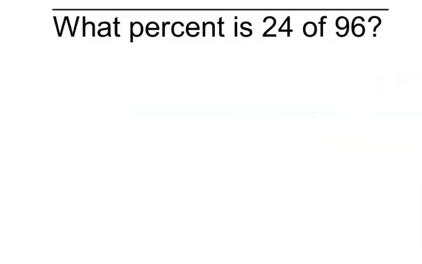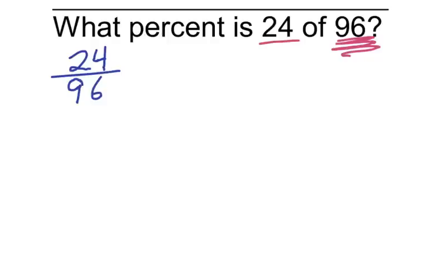What percent is 24 of 96? Okay, so we're saying 96 is the total amount, and we're talking about 24 of them. So it's not going to be a really high percentage, because it's not going to even be 50%, because 24 is not half of 96. So let's go ahead and just write it as a fraction. If we write it as a fraction, it ends up being 24 over 96, or 24 out of 96, which means we're going to have to divide 96 into 24.